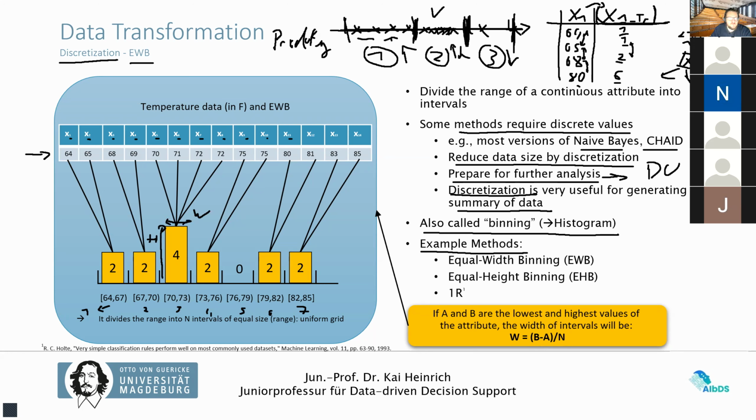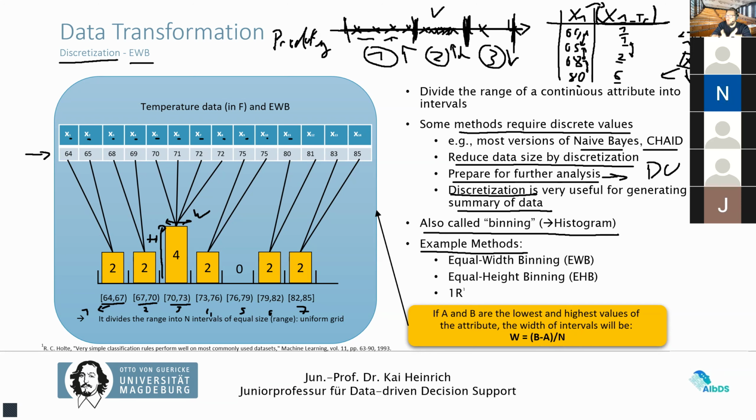And equal width binning says that the width, so how wide they are, is always the same. So here it's always 3, right? 64 to 67 is 3. They always have a temperature range of 3 degrees. And then we put in however many values we have. So if we have, for example, 2 values that fall within this bin, then we have 2 in this bin.